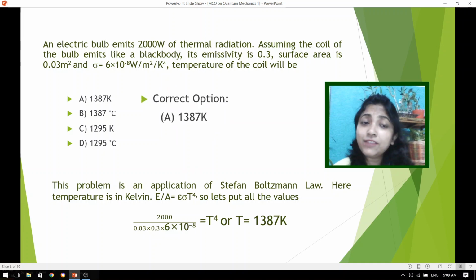Alright, so even if option B is having the same numeral 1387, do not get confused. Directly you can strike off the answer with degrees Celsius in this problem. Okay, so let's move forward.